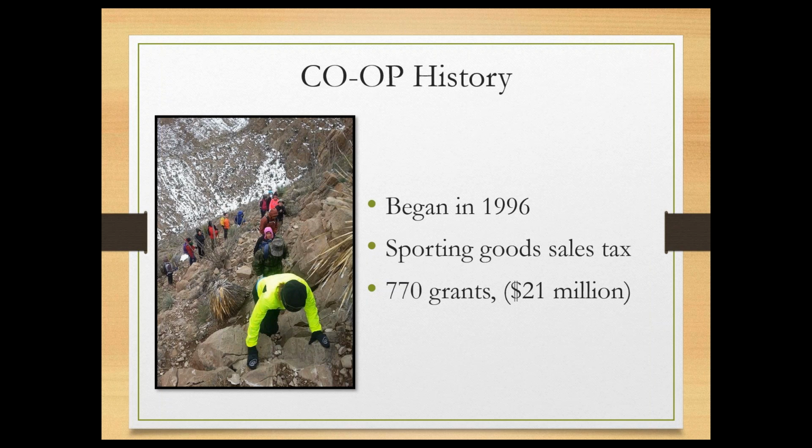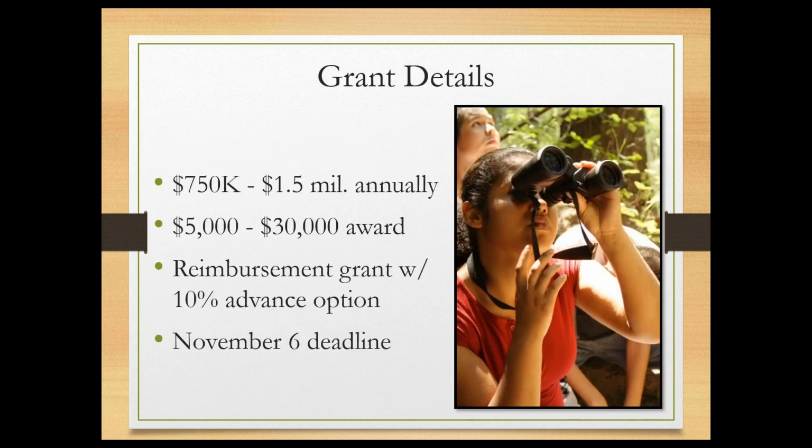Over the past 25 years, we've awarded 770 grants for a total of about $21 million throughout the state of Texas. Typically, our grants provide funding in the amount of $750,000 to $1.5 million annually, which can typically support about 20 to 40 different organizations. This year, it will be a little bit less just because of all the circumstances with COVID and a few budget cuts. We don't know the specific numbers yet, but we are expecting it to be a little bit more of a competitive year because we will not have as many funds available.